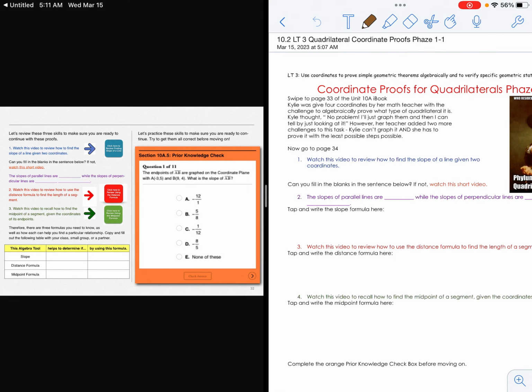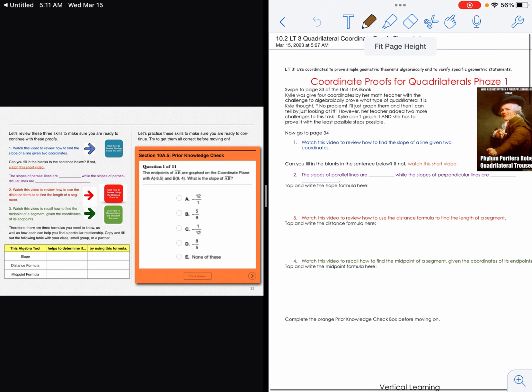Okay, so we're here, and we are going to do coordinate proofs for the quadrilaterals phase 1. Alright, so let's just get after it. We're going to go right here and cut out some of the nonsense.